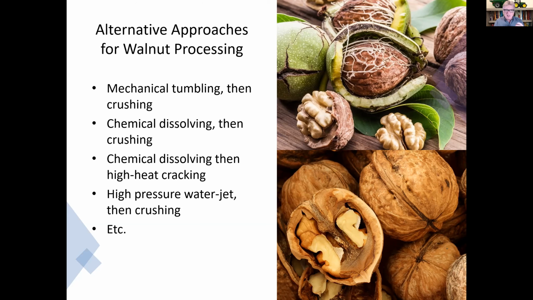First of all, mechanically tumbling the nut to abrade or wear off that outer shell, and then crushing the actual shell of the walnut with some type of machine like a hammer mill.